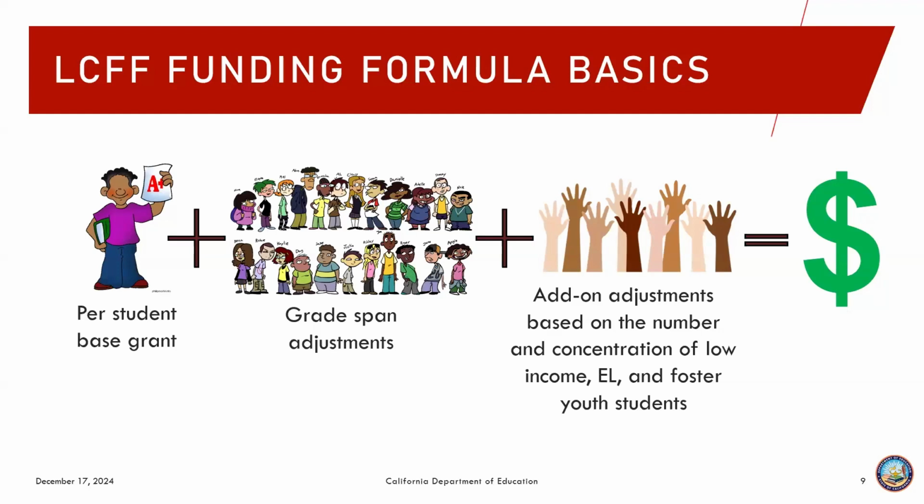As we've talked about in our intro to LCFF webinar, the LCFF funding formula is based on, and this is a really simple version of it, a per student base grant that's adjusted based on 4 grade spans. And then it's also adjusted based on the number and concentration of low-income, English learner and foster youth students within the LEA. And that identifies the apportionment for LCFF for that LEA.